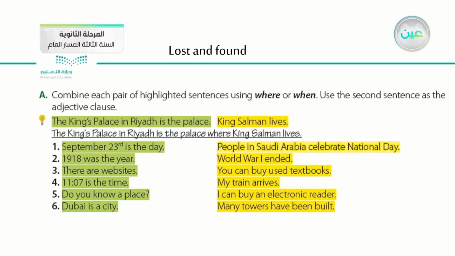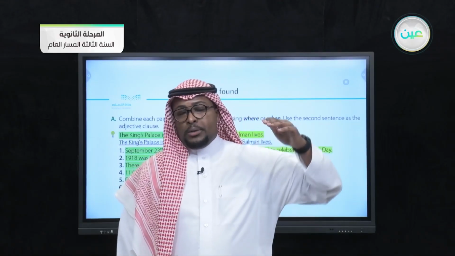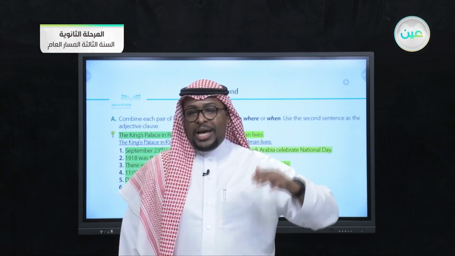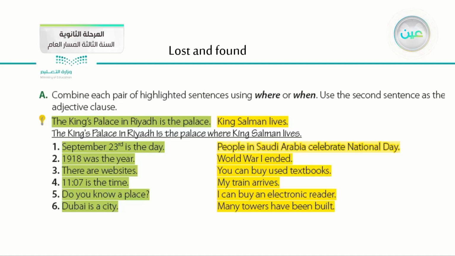For now, guys, we'll go over some exercises, which is very important. We'll go over something related to which and when, and of course something related to whose. Let's now begin here. As you see here, this is the question: combine each pair of highlighted sentences using where or when. Use the second sentence as the adjective clause. As you hear, we have one done for you.